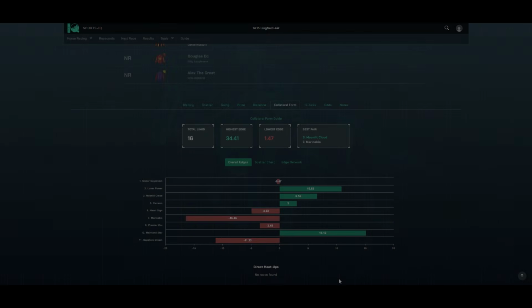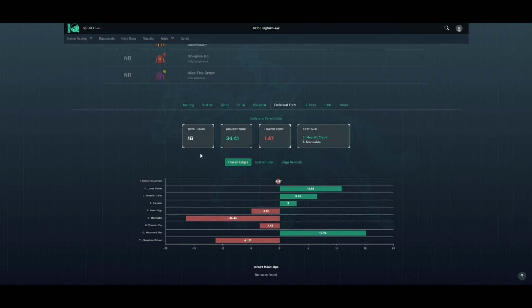On the site, this is exactly what the collateral form tab does automatically across the entire field. Look at the panel at the top. Total links 16. That's 16 separate form connections found between horses in this race. Highest edge is 34.41, the single strongest form link in the field. The lowest edge is 1.47, the weakest, most marginal link. Best pair is Moonlit Cloud and Marinarchus, the two horses with the strongest overall collateral relationship.